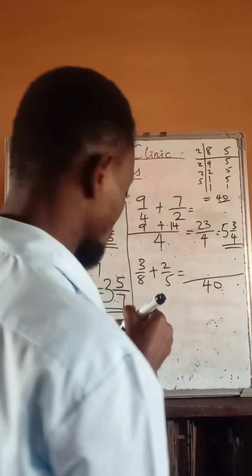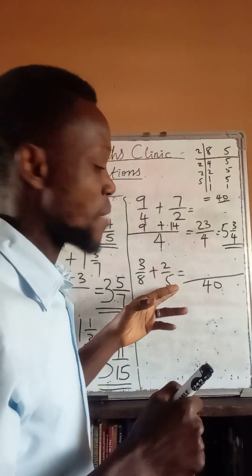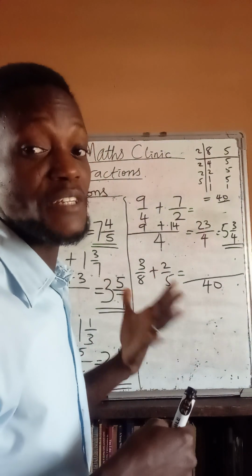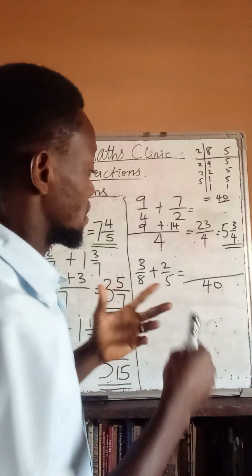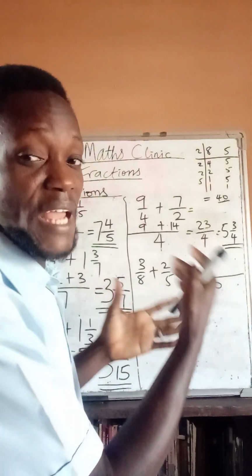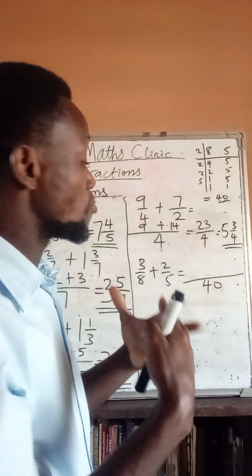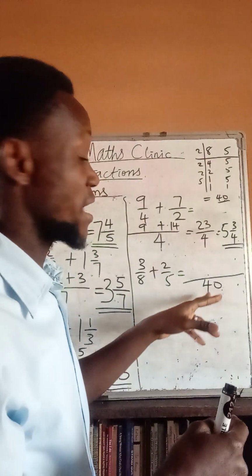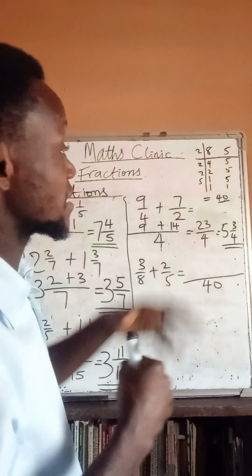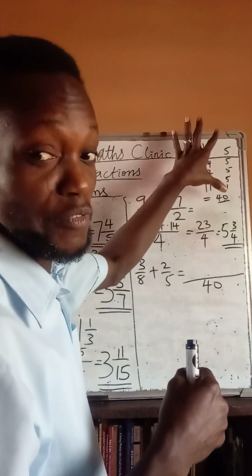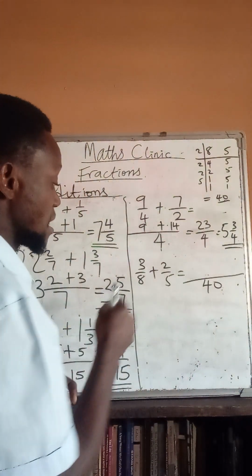Now listen, there's a shortcut to this. What kind of number is this? This is a prime number. Prime numbers are those numbers that can divide themselves and 1. Any prime number that is a denominator alongside any other number, those numbers are supposed to be multiplied together to get your LCM, such as 8 times 5 will give us 40. I just decided to go through this long process for some of us that don't know how we got our LCM. Okay, so here we have 40 as our LCM.